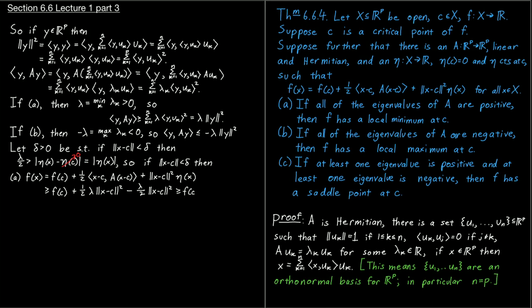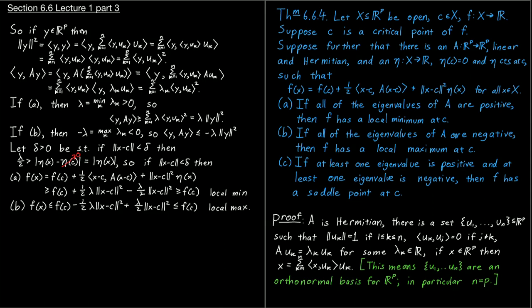That's greater than or equal to f of c, or in case B, f of x less than or equal to f of c plus 1/2 lambda norm of x minus c squared. Sorry, this one is minus plus lambda over 2 norm of x minus c squared, which is less than or equal to f of c. So we've got a local minimum here and a local maximum here.